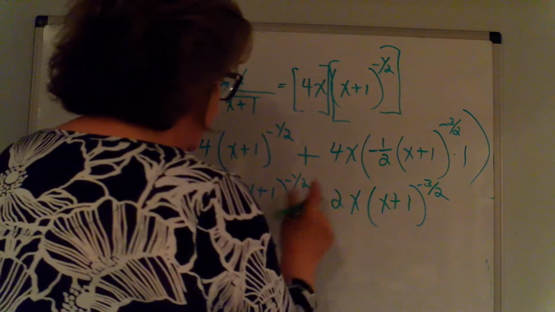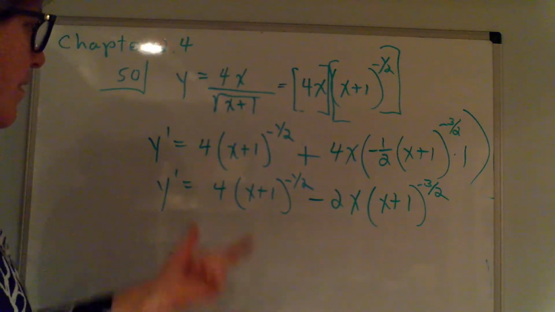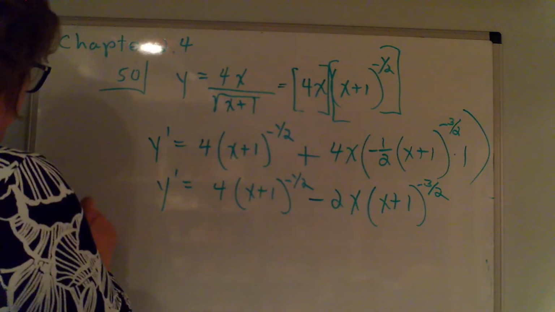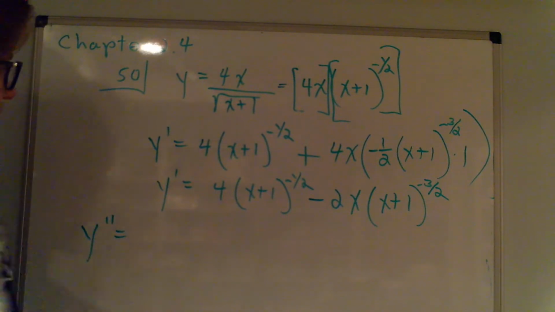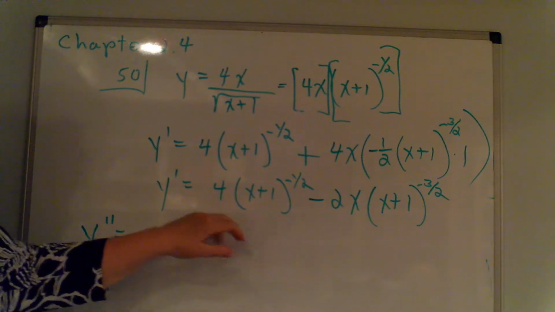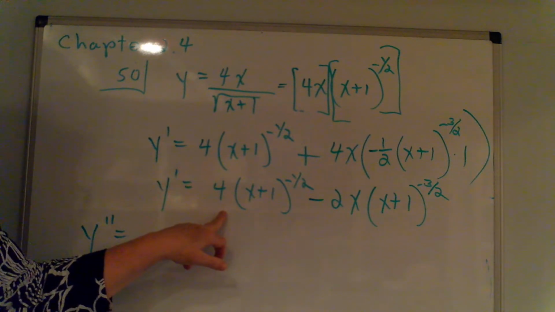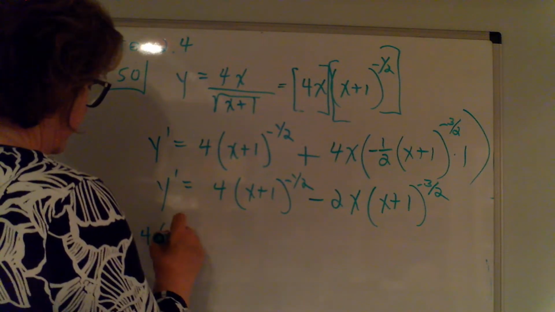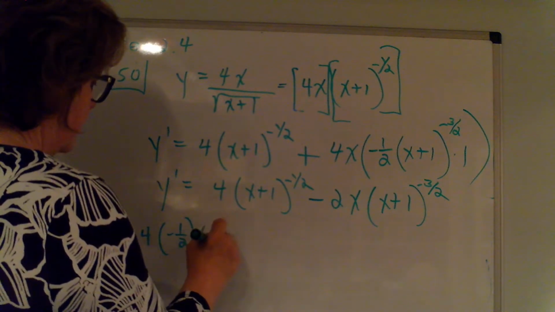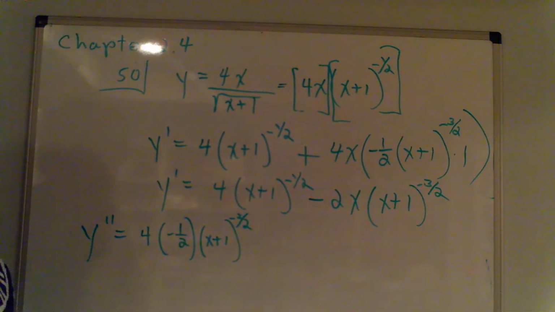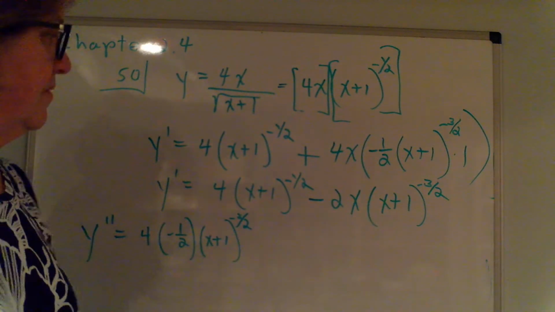This is a difference, right? So we can just take the derivative of this and then take the derivative of this. Okay, so I'm going to start over here. This is a constant times a function. So I just leave the constant alone. I will bring down the negative 1/2. And then I'll have x plus 1 to the negative 3/2 times 1. That part was easy. This part, we're going to have to use the product rule again.